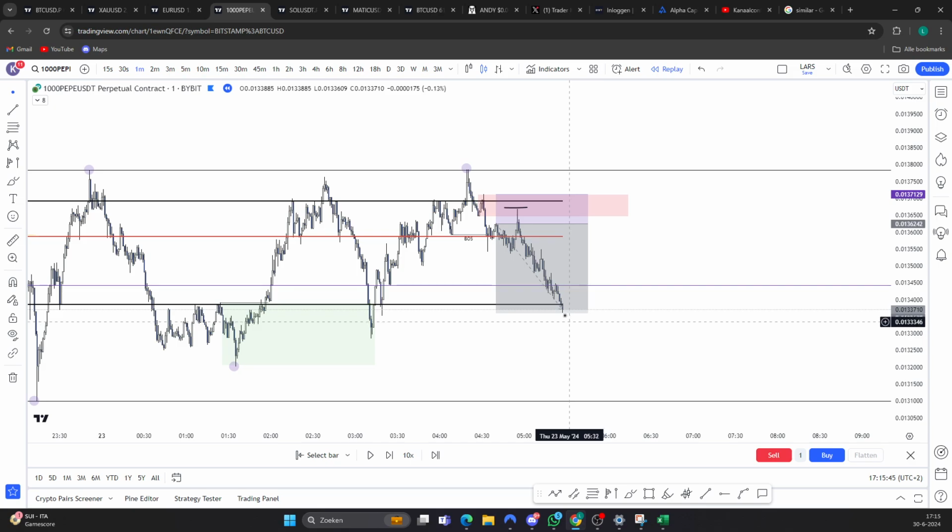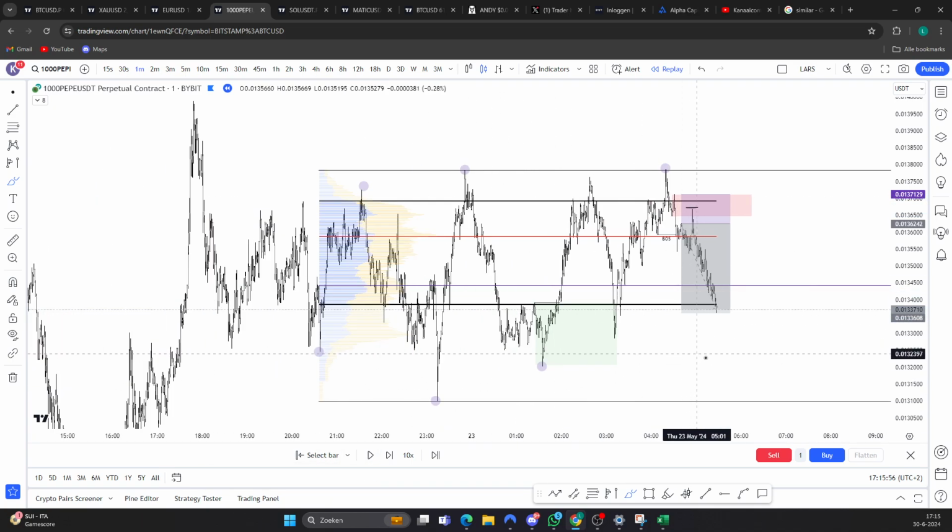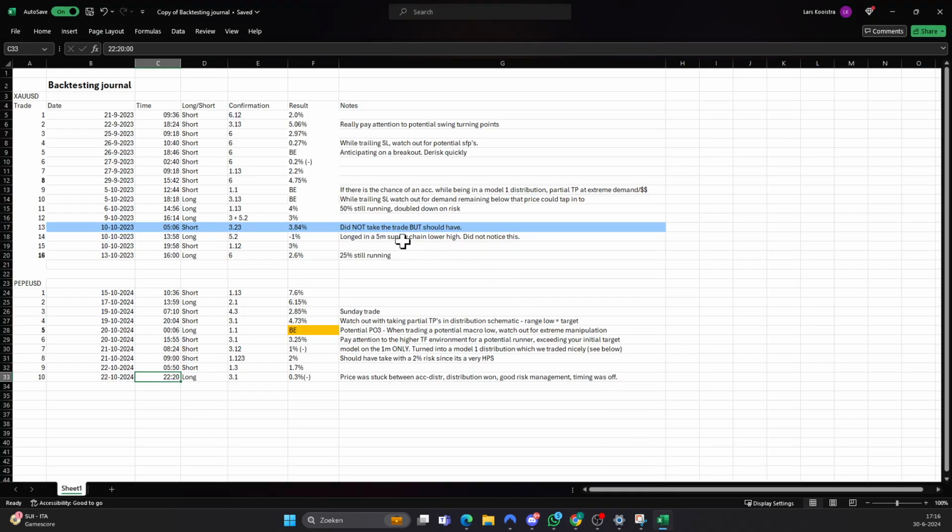And we have a risk-free trade now. Stop loss is still at a 0.5%, but we already realized 1.5. So we're definitely in a 1% gain. Now, normally with a Model 1, I did say right here, watch out with taking partial TPs in a distribution schematic because the range low is the target. And I remember this trade.